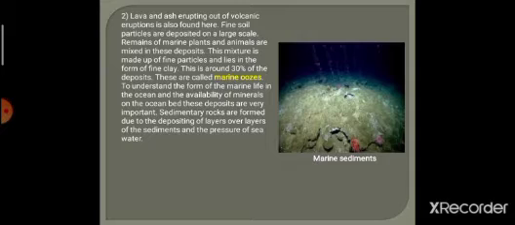To understand the form of marine life in the ocean and the availability of minerals on the ocean bed, these deposits are very important. They tell us the composition or the content of the minerals present in the ocean. Sedimentary rocks are formed due to the deposition of layers over layers of sediments and the pressure of sea water. This is the second type of marine deposition.